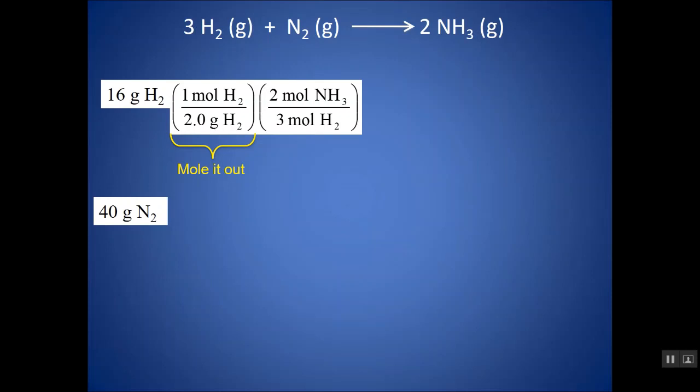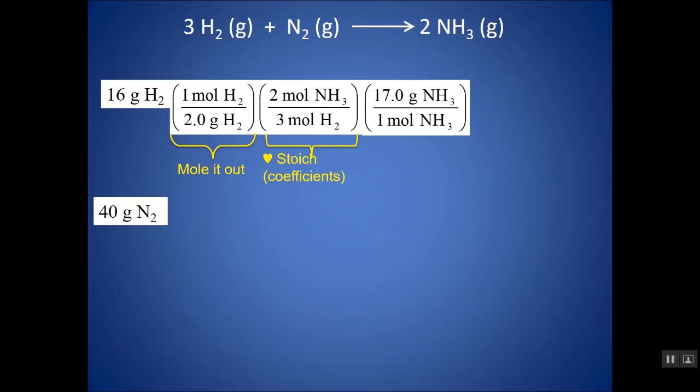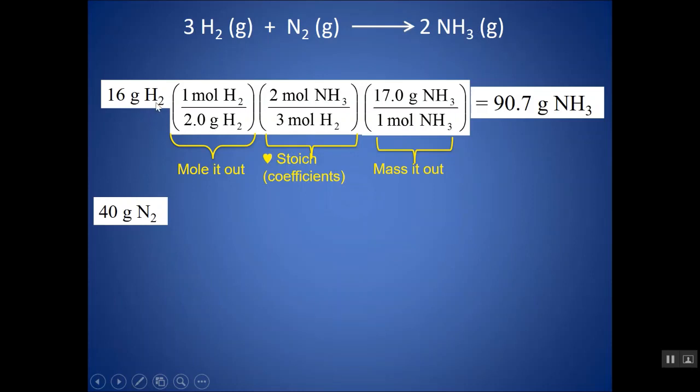Again, I could have just stopped here and gotten a number, and I can compare mole amounts as well, but since it asks for mass, we might as well use 17 grams for every 1 mole, and we get that 90.7 grams of NH3 could be the maximum produced if I start with 16 grams of hydrogen. Assuming that I would have enough nitrogen to react with all this.